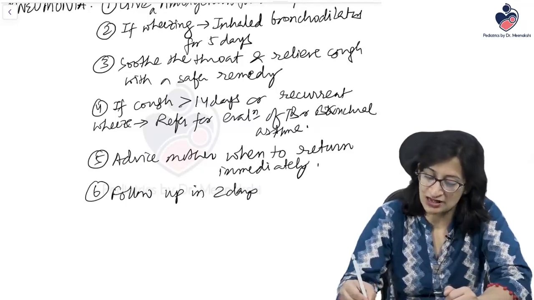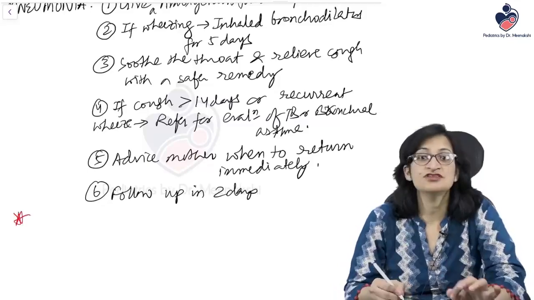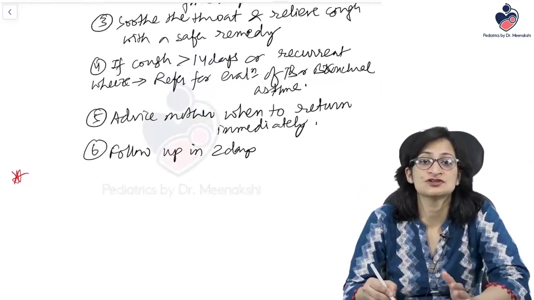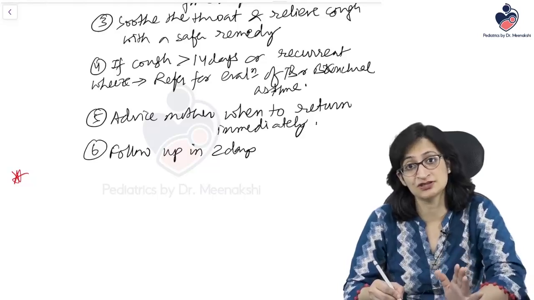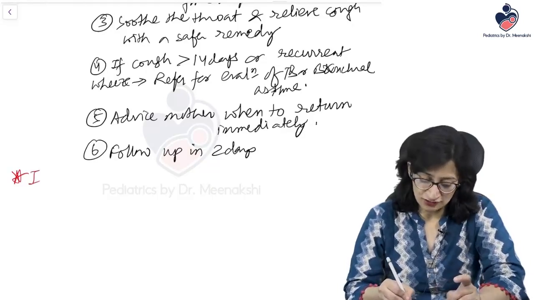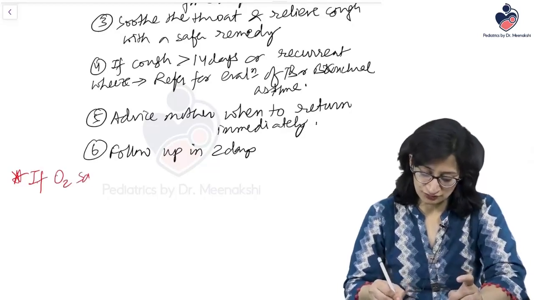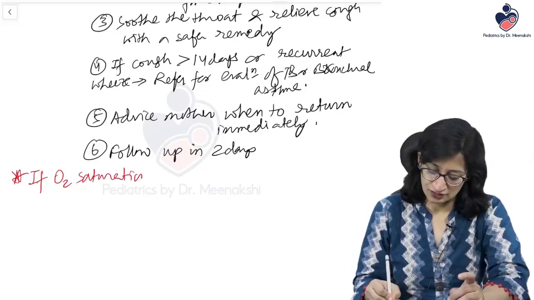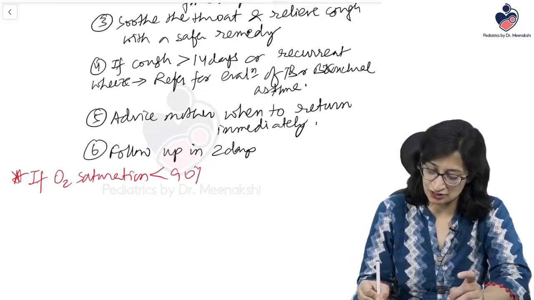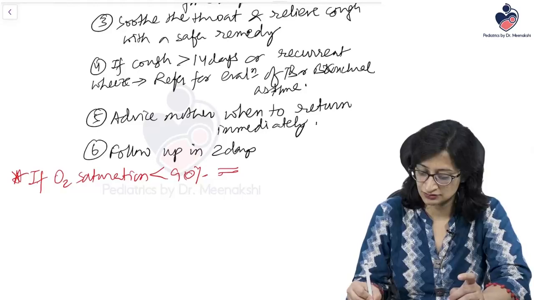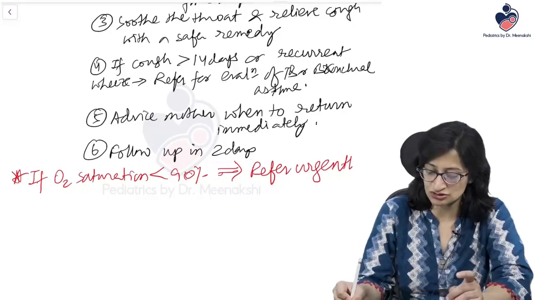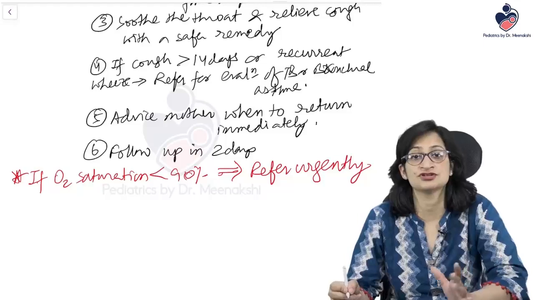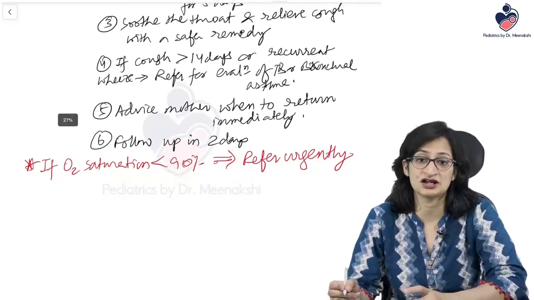One more thing that has been added here is if the oxygen saturation is less than 90%. So use of pulse oximeter if available is also recommended as per IMNCI guidelines. So in this category also, if the oxygen saturation is less than 90%, refer urgently. That is now included in the latest guidelines.